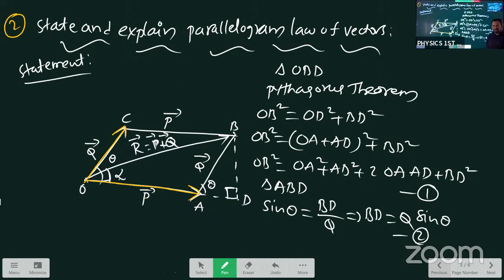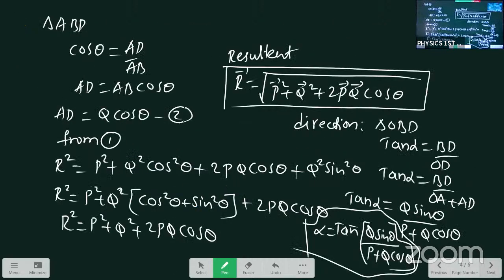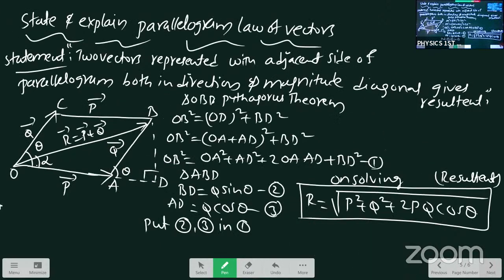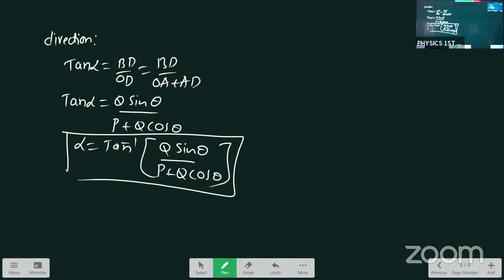Four different points are compulsory. Important. One is the statement. Second, the diagram with labels, nothing but angles and the P, Q vectors. Third, the resultant equation, nothing but the A plus B whole square formula only. Last one, angle with direction, tan alpha, nothing but direction. This is the parallelogram law of vector: statement, diagram, equation, alpha equation.